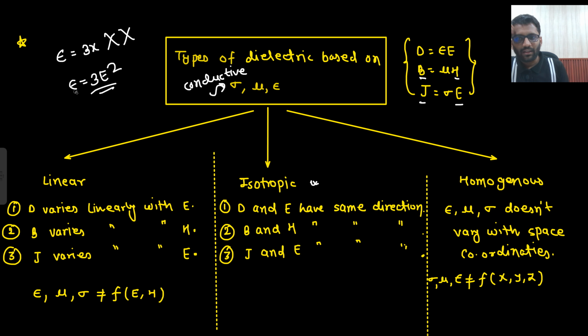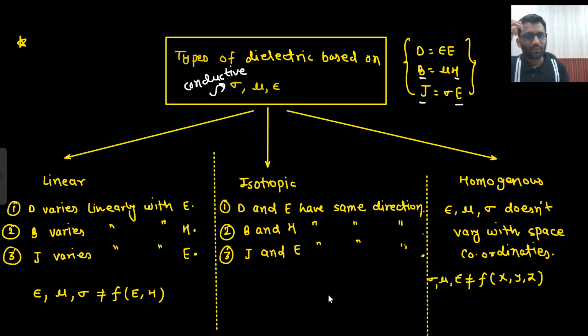Let's understand what you mean by isotropic medium. Isotropic medium is associated with the direction of D and E, B and H, and J and E. What does it say? The direction of D and E should be same. What is D? D is epsilon E. So who can change the direction? Epsilon. But is epsilon a vector quantity? No. Is epsilon a scalar quantity? No. Epsilon is a tensor quantity. And what do you mean by tensor quantity? In different directions, it can have different values.